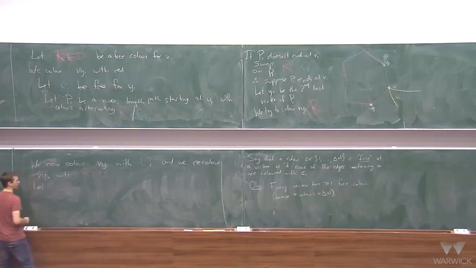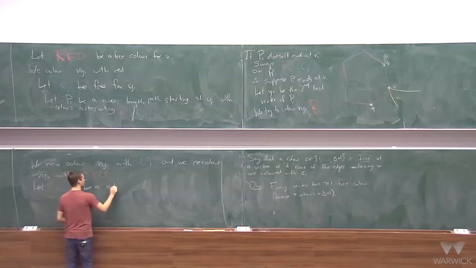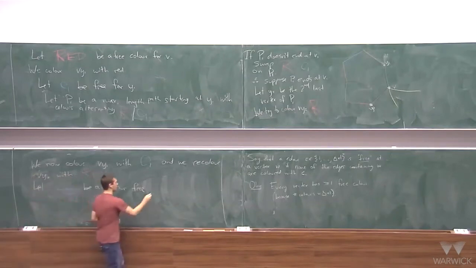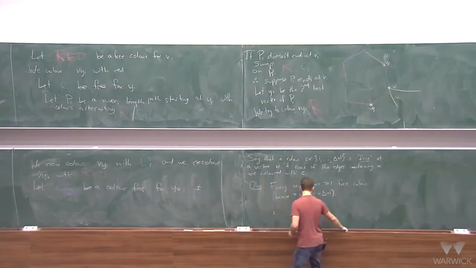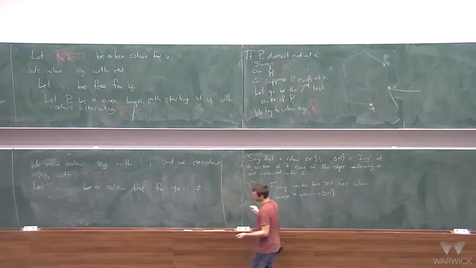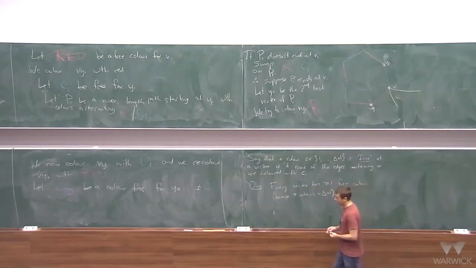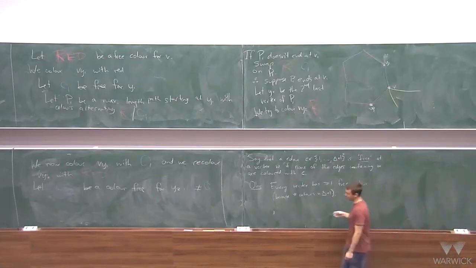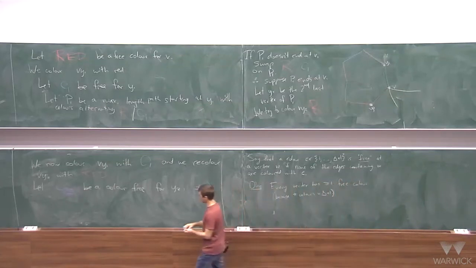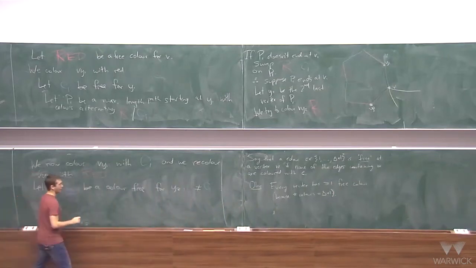So let C2 be a color that's free for Y2, such that C2 is not equal to C1, which we can do because, if you think about it, Y2 has two red edges, so it actually has at least two free colors. So even if the color C1 happened to be free for that vertex, it also has a second one. So we can do this.